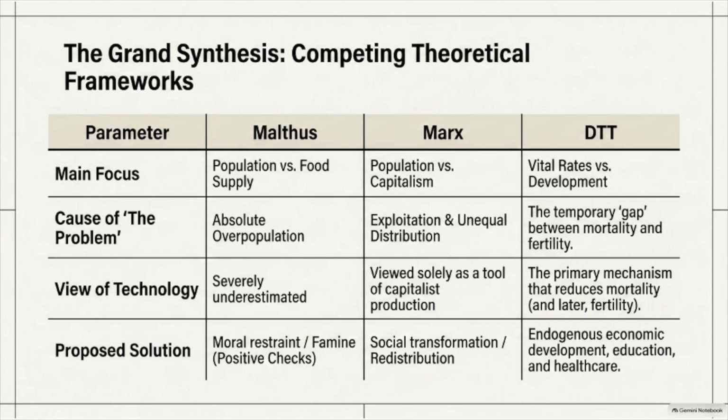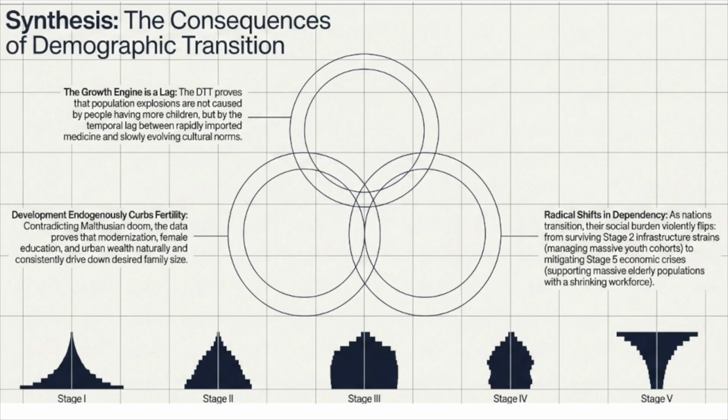And demographic transition theory focused on vital rates versus development, blaming the temporary gap between mortality and fertility, viewing technology as the primary mechanism that reduces mortality and later fertility, and proposing endogenous economic development, education, and healthcare as the solution. To bring it all together, the growth engine is essentially a lag.